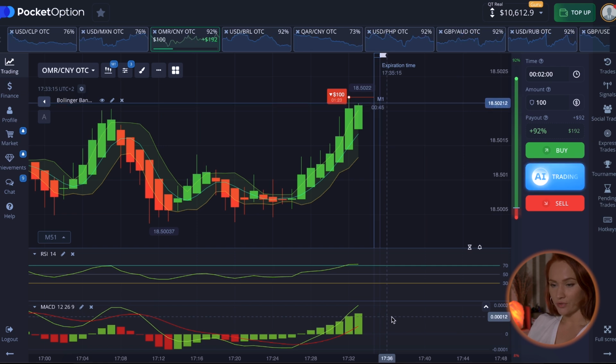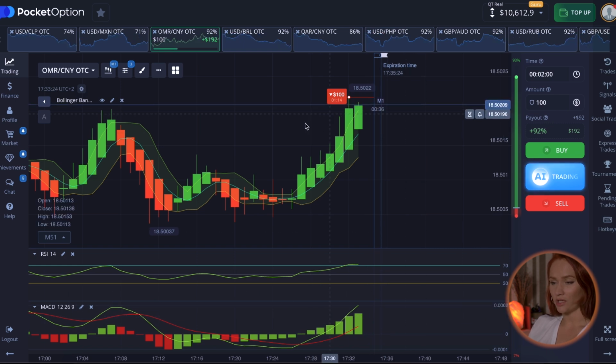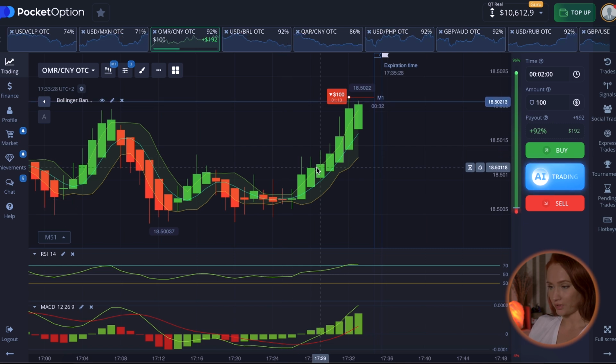And yes, of course, there may be another candlestick in the uptrend, but Bollinger and RSI indicators signal a clear trend reversal. Most likely the trend will change. Let's see what happens.